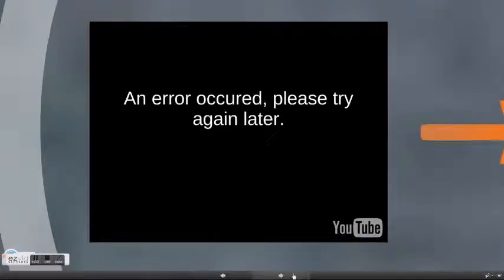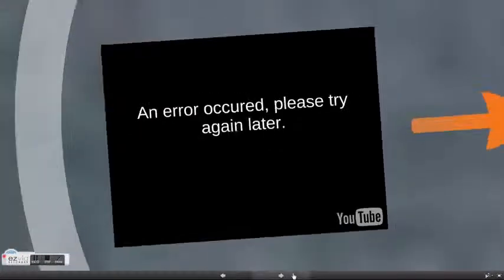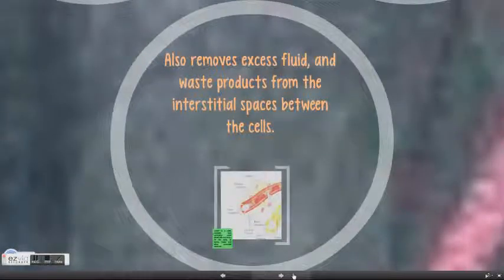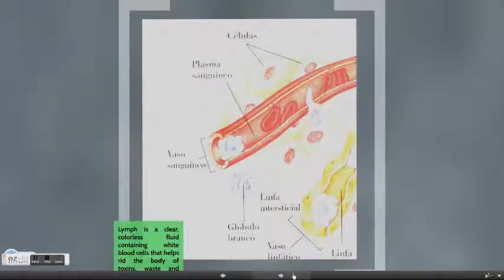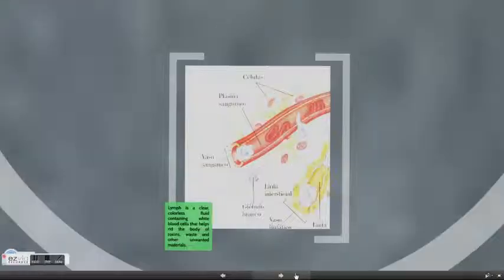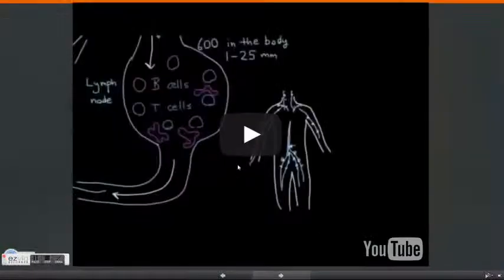Let's go to the third function of this system. It also removes the excess fluid and waste products from the interstitial spaces between the cells. We have here that the lymph is a clear, colorless fluid containing white blood cells that helps the body get rid of toxins, waste. And let's see what is the role of the lymphatic system in our immune system. So let's see what the video has to tell us.